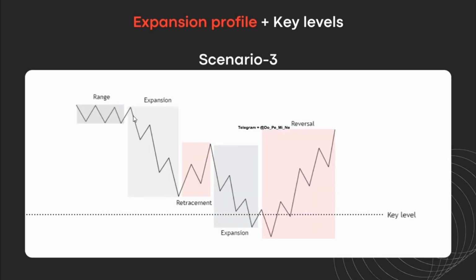Now the third scenario is when the expansion profile doesn't test a key level, but then after it has a retracement profile, and then after that retracement profile we can expect another expansion towards that key level, right? Now in this case the second expansion has now tested a key level, so what are we going to expect? We're going to expect a reversal profile, right? Because that expansion profile has tested a key level, right? Are you liking it so far?